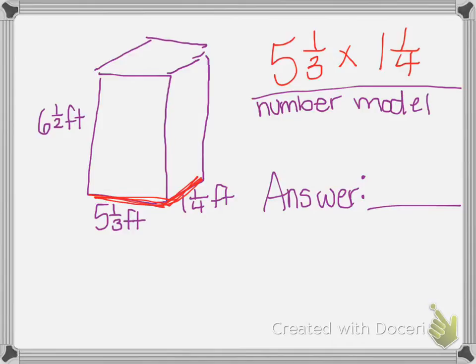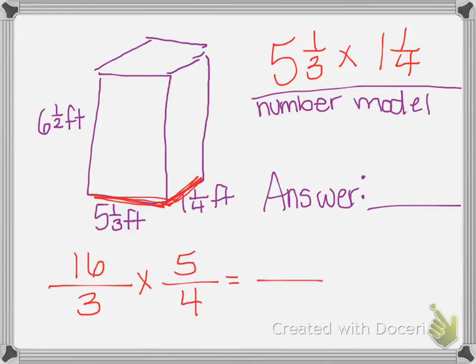In order to solve that, you can either use improper fractions or the area model. So for this one, I'm going to use improper fractions. 5 times 3 is 15, plus 1 is 16. My denominator stays the same. Times 1 times 4 is 4, plus 1 is 5, 5/4. Now I multiply my numerators and I multiply my denominators. 3 times 4 is 12, and then we have to do 16 times 5. 5 times 6 is 30. 5 times 1 is 5, plus 3 is 8, so 80. So now I have 80/12.